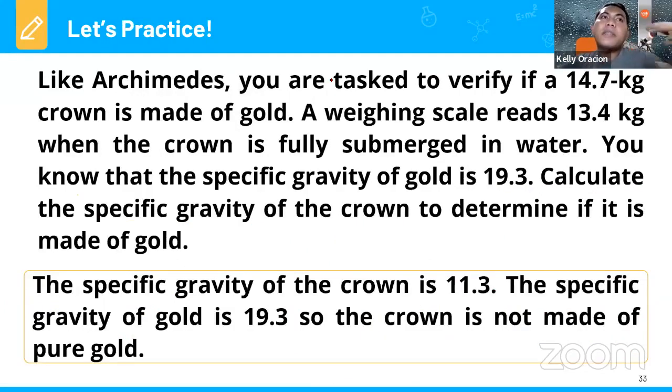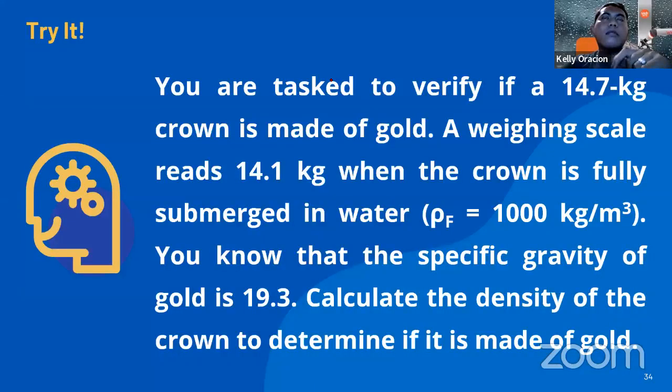So, for our example earlier, the specific gravity of the crown is 11.3. The specific gravity of gold is 19.3. So the crown is not made of pure gold. Your task is to verify if a 14.7 kilogram crown is made of gold. A weighing scale reads 14.1 kilograms when the crown is fully submerged in water. Given the density of the fluid, and you know that the specific gravity of gold is 19.3. The question is, calculate the density of the crown to determine if it is made of gold. If they have the same density, that means the crown is made of gold.